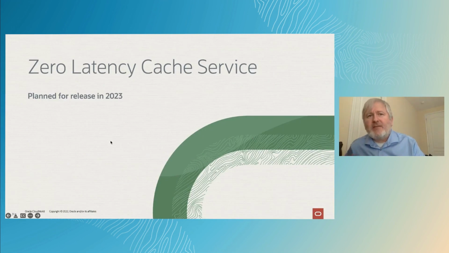So I've talked about the challenge of distance and how it affects performance. I've talked about how using a local cache can make things really sped up. I've talked about how TimesTen can be that cache and how the zero latency cache can make that simple for you. So this is all sounding good. So the Oracle Zero Latency Cache Service is due out next year, so we plan to release it in 2023.